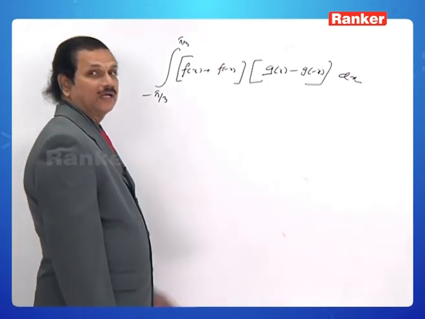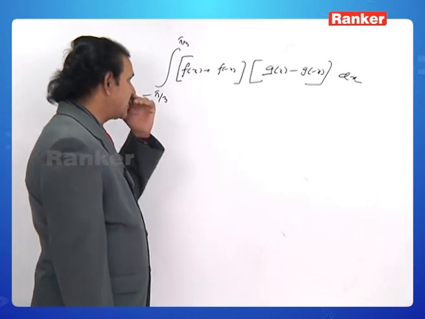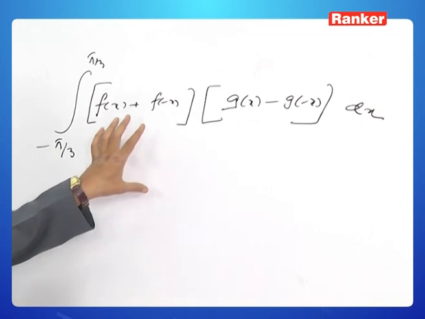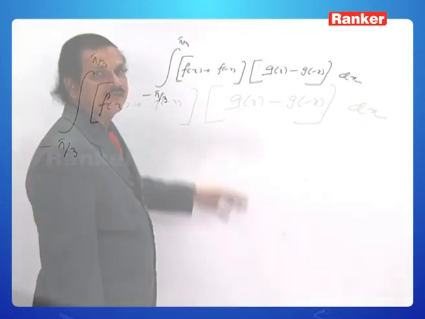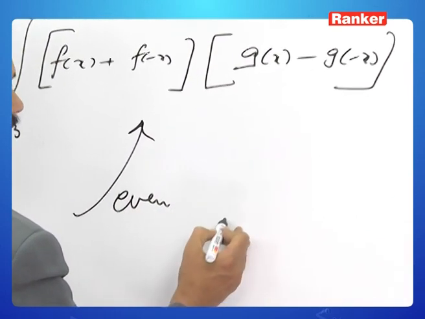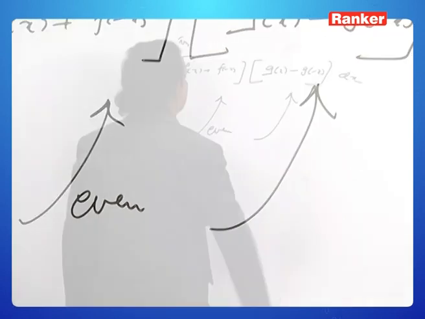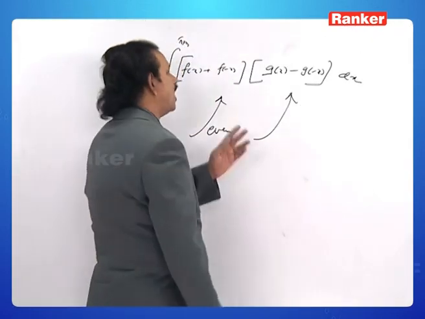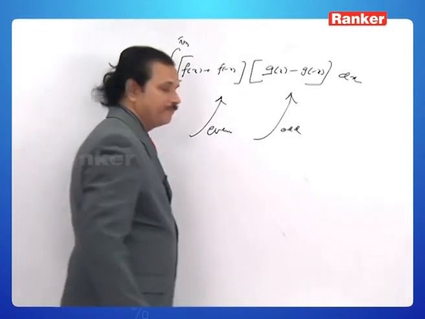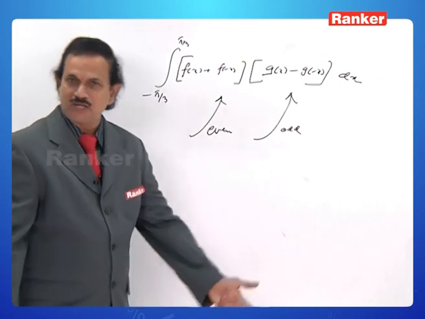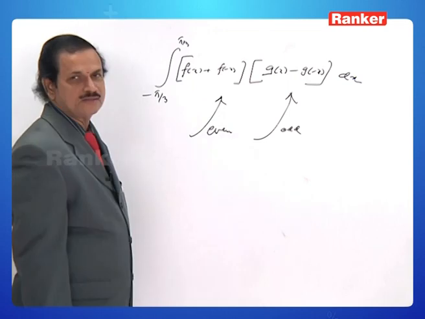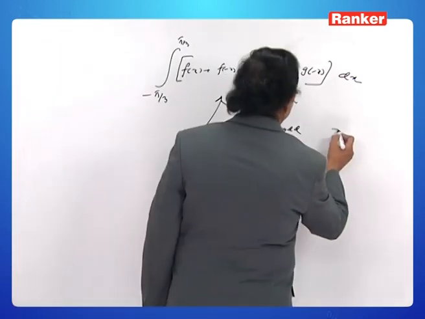Look here. We know that from the fundamental concepts of even functions and odd functions, any function which looks like f of x plus f of minus x is an even function, and that which appears in the form f of x minus f of minus x or g of x minus g of minus x is an odd function. Product of even function and odd function is again odd function. As this is odd function, integral minus pi by 3 to plus pi by 3 is absolutely 0.